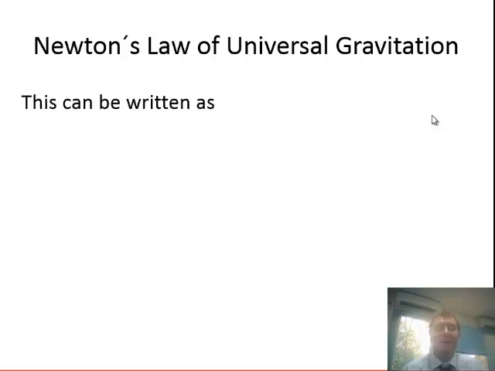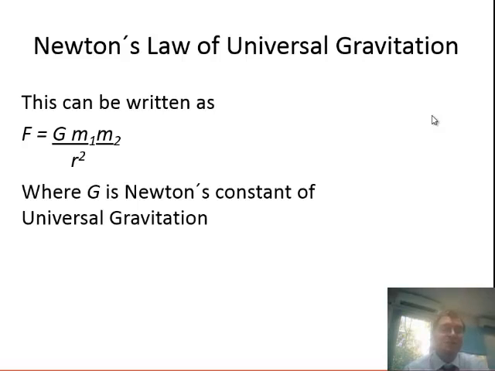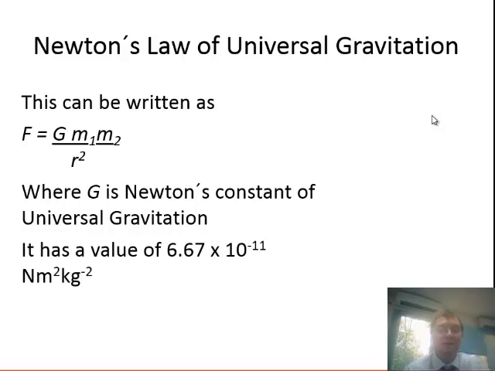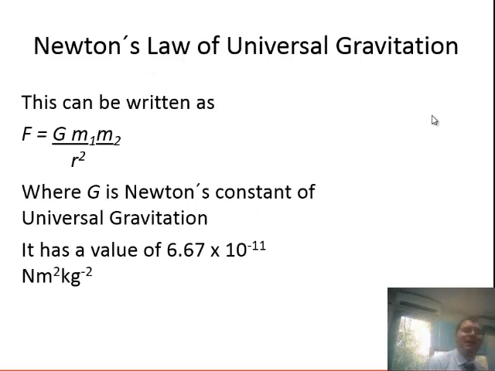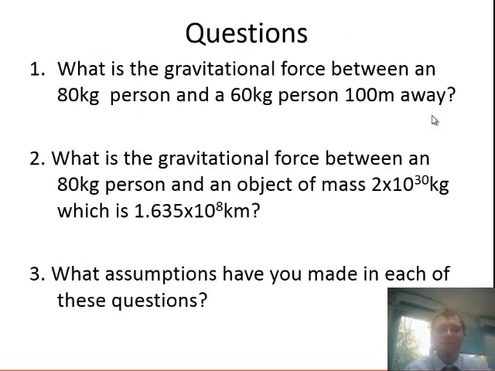Now we always think about this as a formula, and the formula is F, which is the force of gravitational attraction, equals G, which is Newton's constant of universal gravitation, which has a value of 6.67 times 10 to the minus 11 newton meters squared per kilogram squared, times the mass of the first object, times the mass of the second object, divided by r squared, where r is the distance between the centers of mass of both objects. So just to make that clear, let's try and use this formula with some questions now.